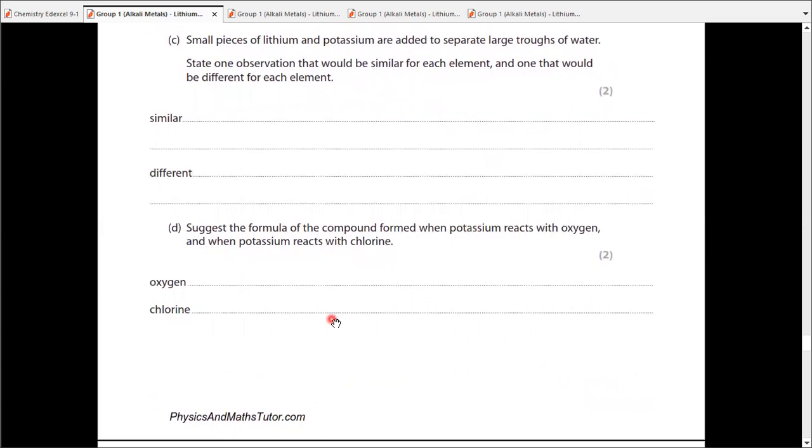Let's move on to part C. More pieces of lithium and potassium are added to separate large water. There are two numbers that would be similar for each, and one would be different for them. Lithium and potassium.